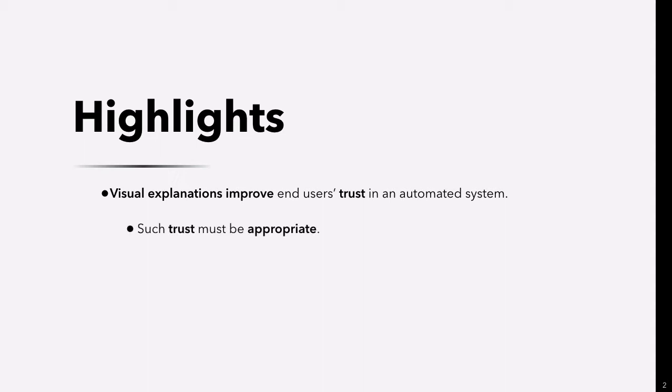So I have three highlights for my talk. The first one is unfortunately not new, and I'm pretty sure you have seen a lot of this. We demonstrate that visual explanations improve end users' trust in an automatic system, but we argue that trust must be appropriate. And last, we will show that the design of visual explanations affects users' appropriate trust. And up until now, I think I have said the word trust over 10 times.